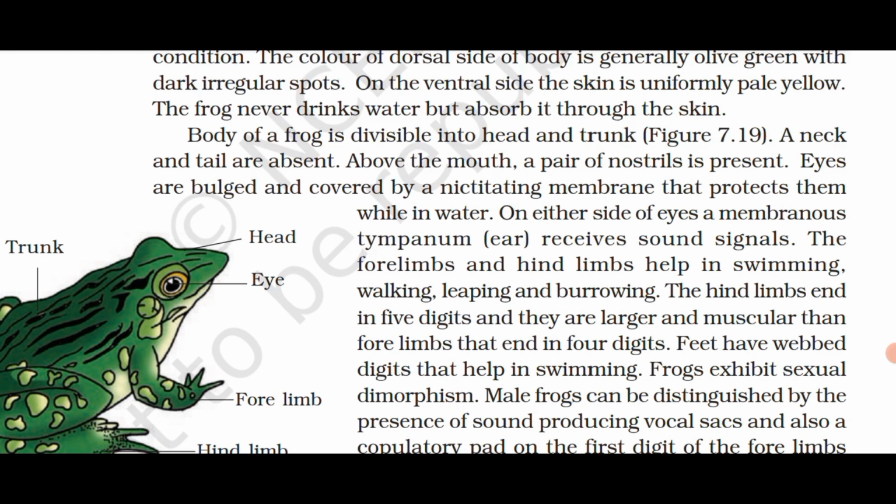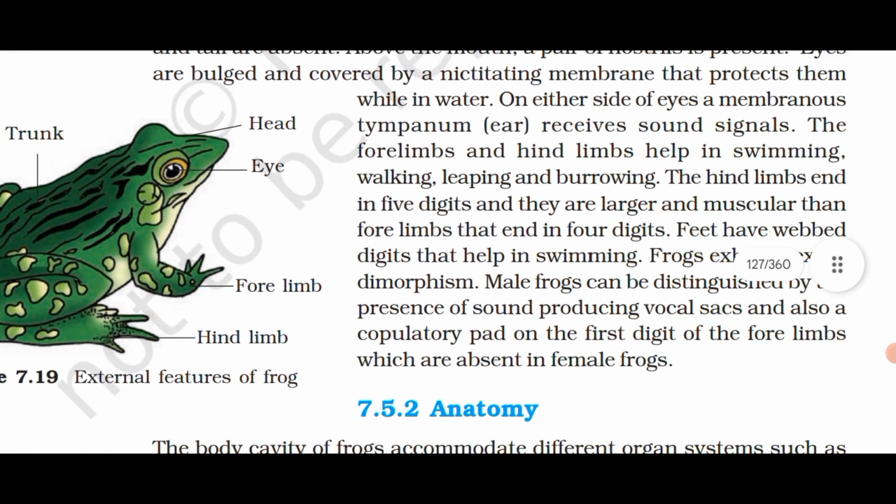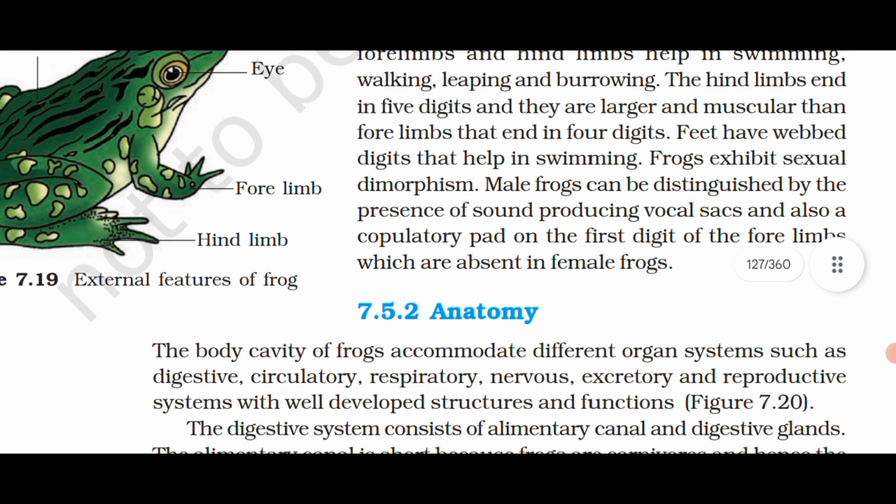The hind limbs end in 5 digits and they are larger and more muscular than the forelimbs that end in 4 digits. Feet have webbed digits that help in swimming. Frogs exhibit sexual dimorphism. Male frogs can be distinguished by the presence of sound-producing vocal sacs and also a copulatory pad on the first digit of the forelimbs, which are absent in female frogs.